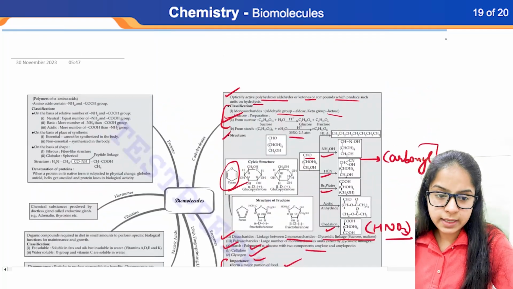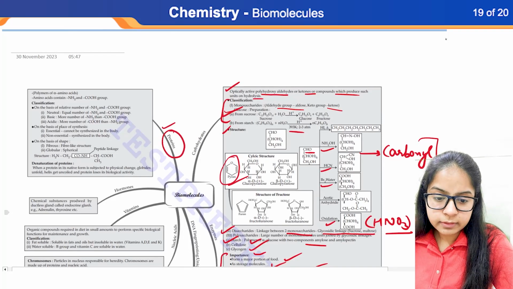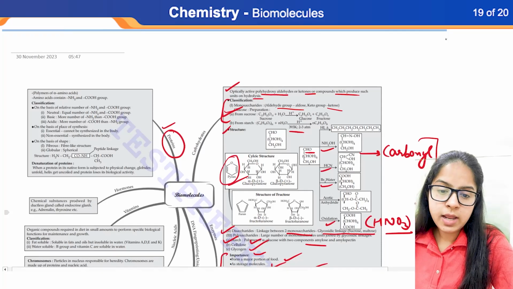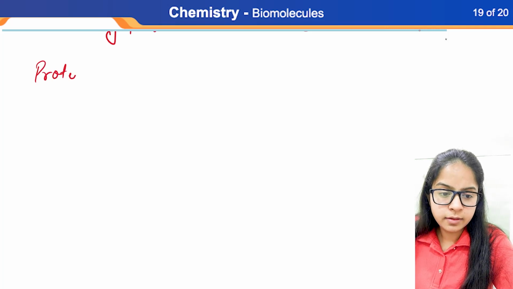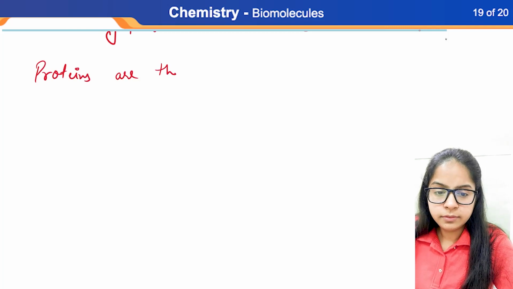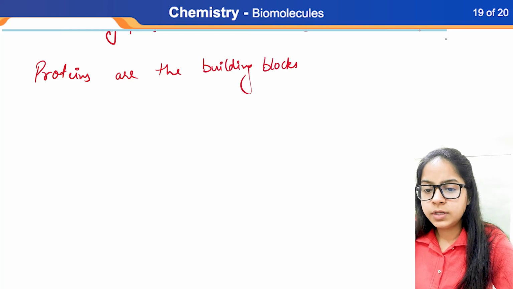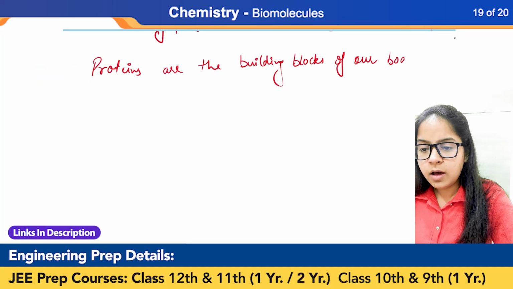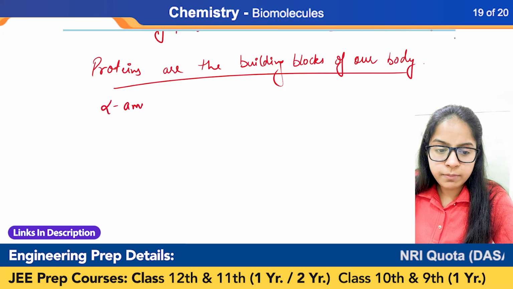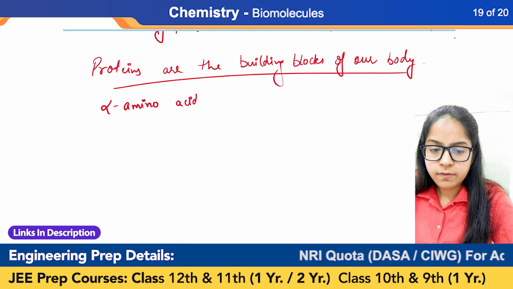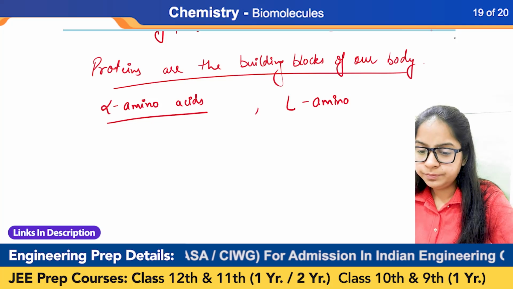Now, the next one is protein. Now, I'm going to discuss protein. From the very beginning, you know that proteins are the building blocks of our body. Now, how will protein be made? Protein will be synthesized from alpha amino acids, and L amino acids means left.